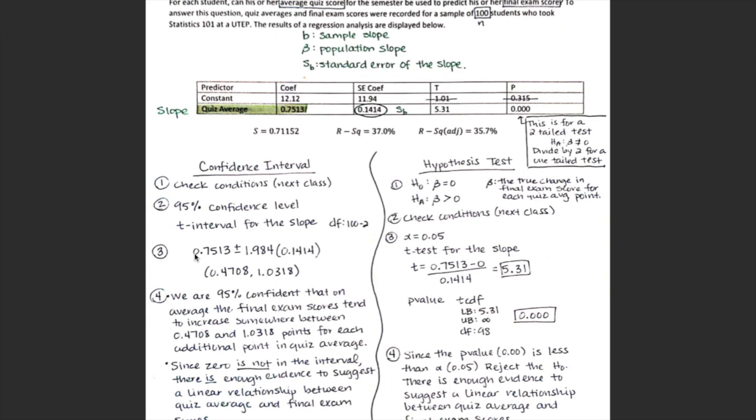Then you're going to calculate your interval, so you start with your slope, the sample slope, this number right here, and then you go up and down a certain number of standard deviations. So you need to find this number in your table. Remember, we want a 95% confidence level with 98 degrees of freedom.